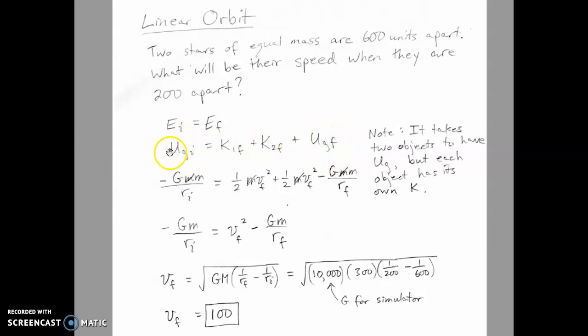Sorry, this is initial, and then when they get to the point where they're 200 units apart, they both have kinetic and they have potential together. Okay, that's the way I should say it. So then we put in the terms for each of those things and solve for the velocity when they're 200 meters apart. We have the final separation and the initial separation, and the velocity turns out to be 100.